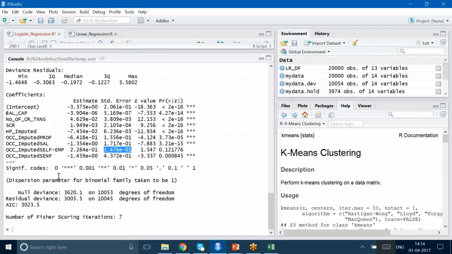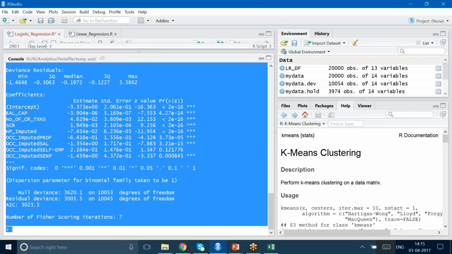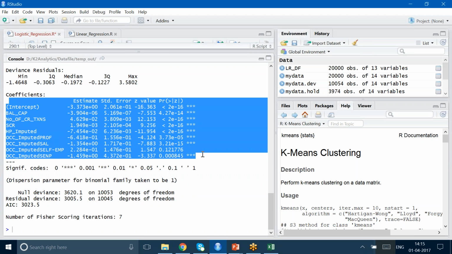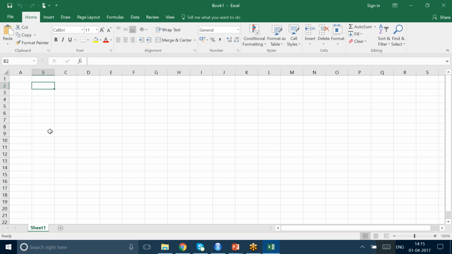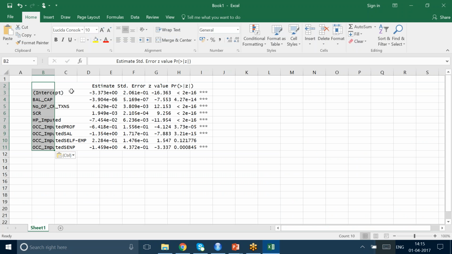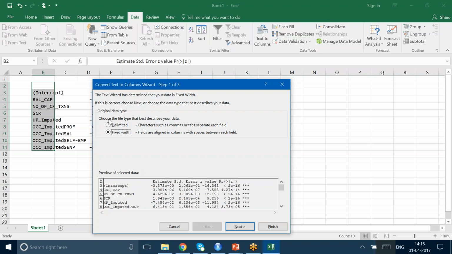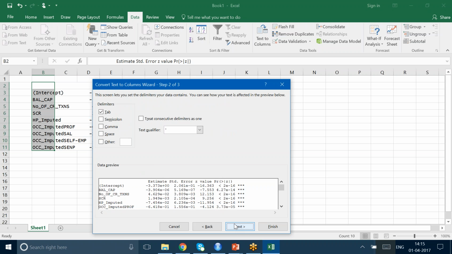Okay, this is my code. So here, let me copy this again to Excel. Data, text to columns, delimited based upon space. Finish.